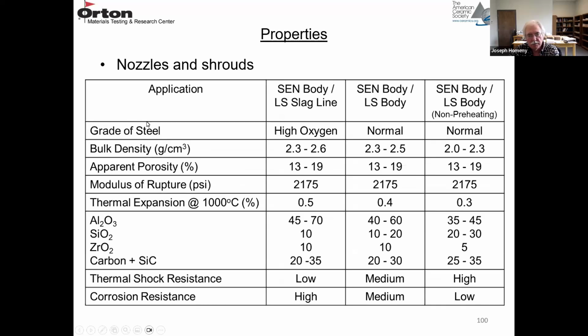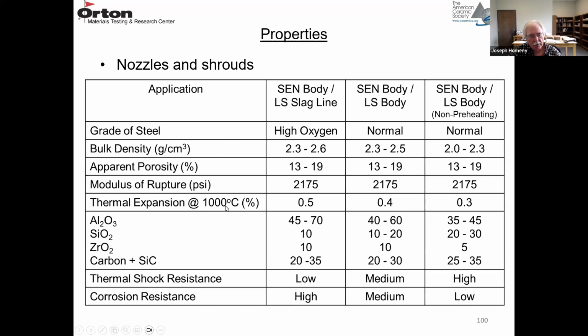And then the different tubes, there's 3 different compositions here. These are the bulk densities, which again is going to be a function of the composition. These are a little more porous. The porosity is there to provide thermal shock resistance. You can imagine a cold tube, and all of a sudden you have hot metal flowing through it, very severe thermal shock conditions. The cold MOR is quite good, over 2000 PSI.